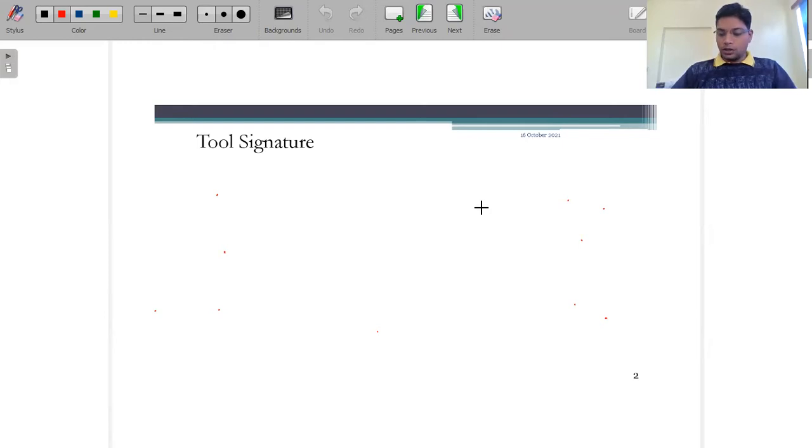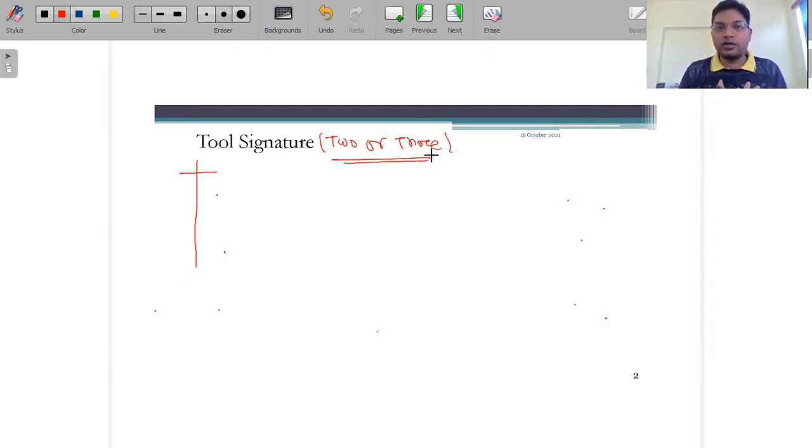So let's move to today's main topic, which is the tool signature and the geometry of a single point cutting tool. I just want to write the topic: what types of tool signatures are available. Generally two, or sometimes three, tool signatures. If we go by foreign author books, they call it two only, but if we go to Indian authors, there are three.